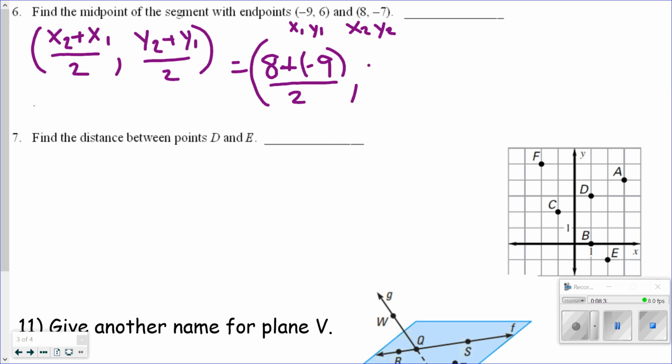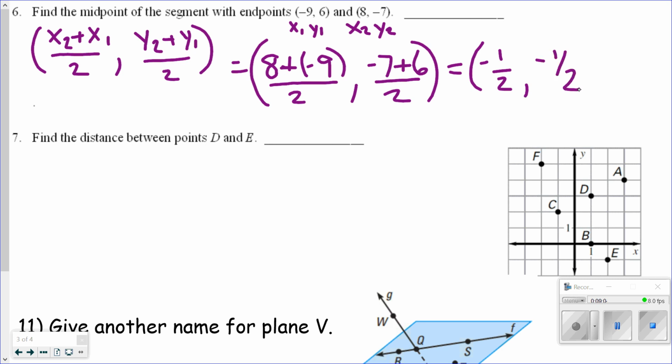y2 is -7 plus y1, which is 6. Divide that by 2. So if I plug 8 plus -9 divided by 2 in my calculator, that's for my x-coordinate, I end up getting -1/2. If I plug in -7 plus 6, divide all that by 2 in my calculator, I also get -1/2. So my midpoint coordinate then is -1/2, -1/2.